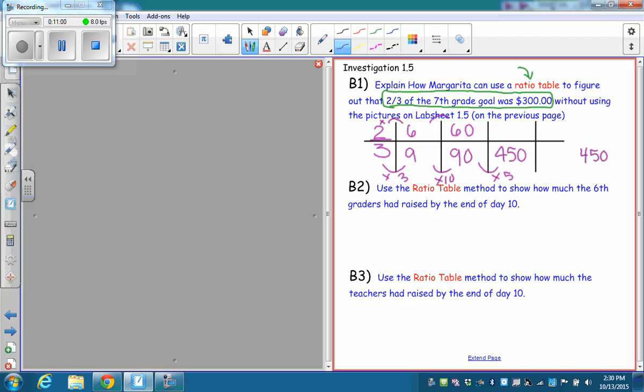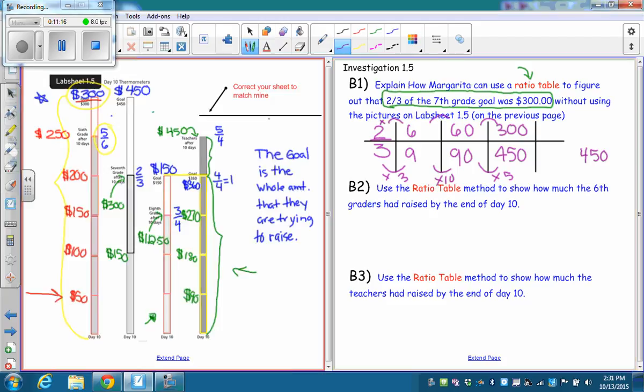And if I multiply 5 up here, what do I get? 300. Okay, so according to this, I didn't look at the picture. I just talked to you guys. The 7th graders must have raised $300. Is that what we figured out? Right here. We figured it out with the ratio table. You don't always have to have a complicated picture to do this. So we're going to repeat the process.